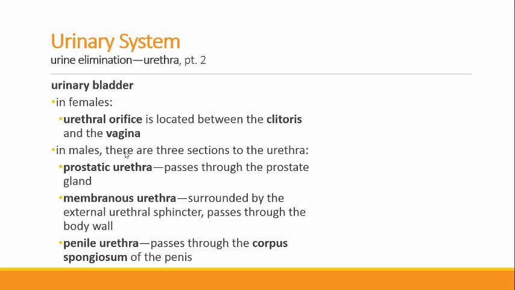This is the portion that passes through the body wall. And then finally there's the penile urethra. This is the portion of the urethra that passes through the corpus spongiosum of the penis. And we haven't looked closely at the structures of the reproductive system yet, but those are the erectile tissues that, as they become engorged with blood, result in a male erection. So: prostatic urethra, membranous urethra, and the penile urethra.